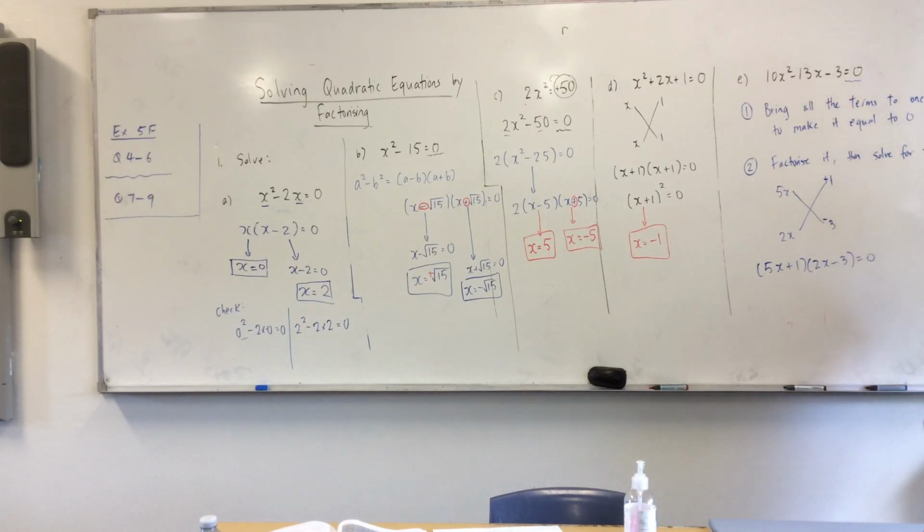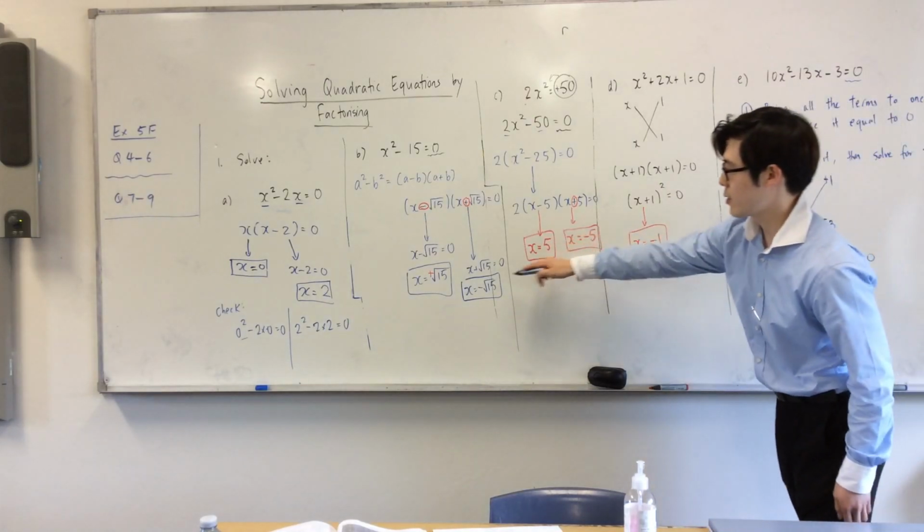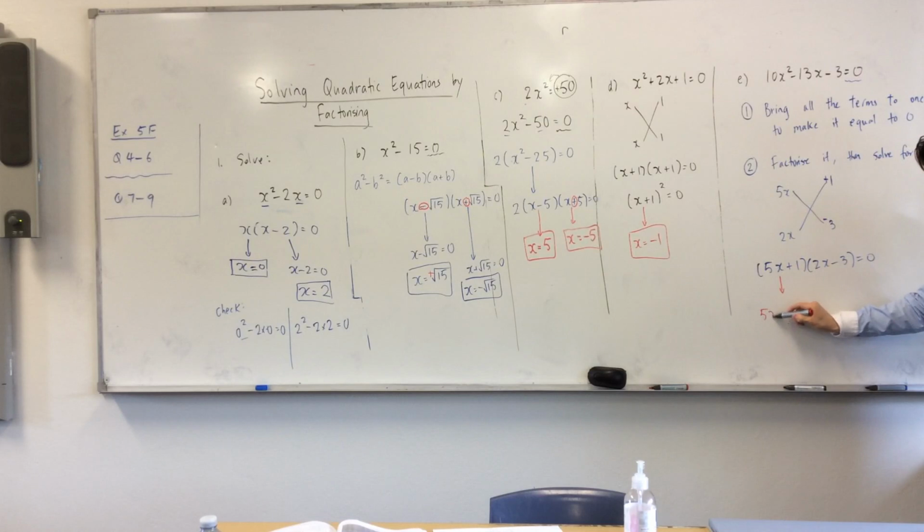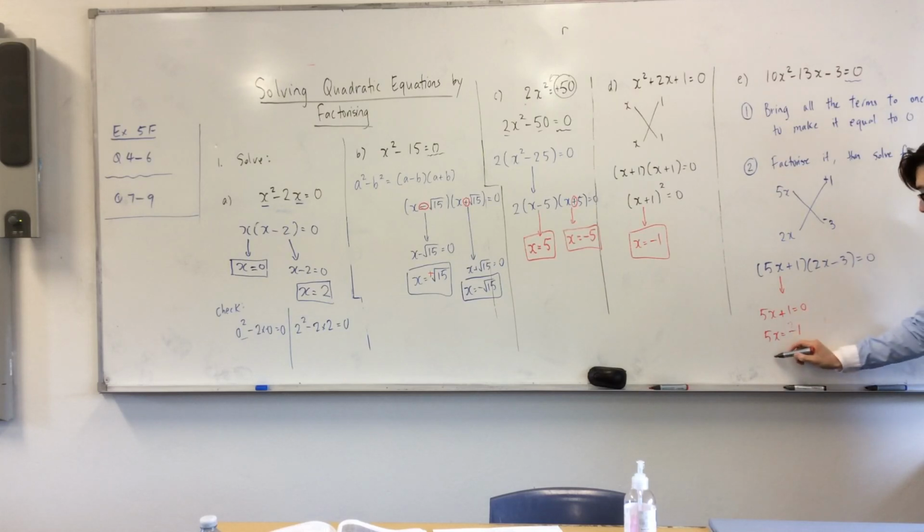Okay, so we've done this step, we factorize it, now we have to solve for x. Now, you're not always going to have a whole number like here. Sometimes you can get a fraction. So in this case, if I actually take that bracket out and solve it, 5x plus 1 equals to 0. If I solve for x here, got 5x equals to minus 1, x is equal to minus 1 over 5.